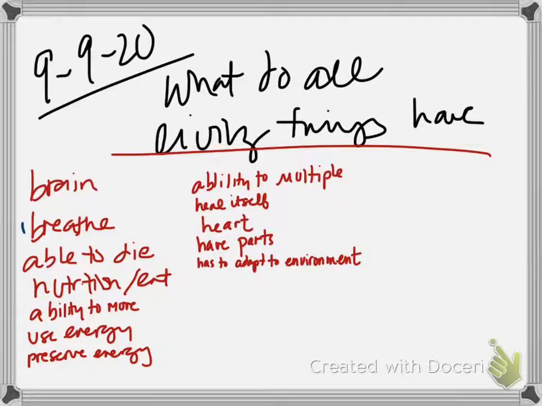All living things have or do: have a brain, breathe, are able to die, take in nutrition or eat, are able to move, use energy, preserve energy, are able to multiply, are able to heal themselves, have a heart, have multiple parts, can adapt to their environment. Okay, Blake? Has, I'm sorry? Needs and goals. Has needs and goals, okay.